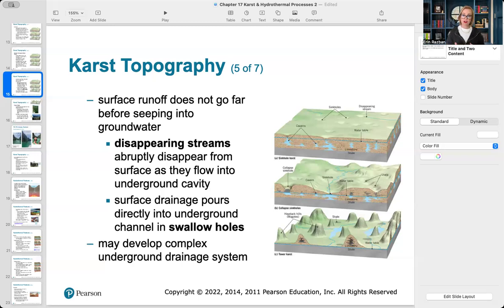Now, the Lost River in Indiana dramatically demonstrates this phenomenon. The river flows normally before disappearing underground and moves through a series of swallow holes, traveling through cave passages and eventually resurfacing miles away. So you can see why and how underground this water flow will eventually leach out minerals. Okay.